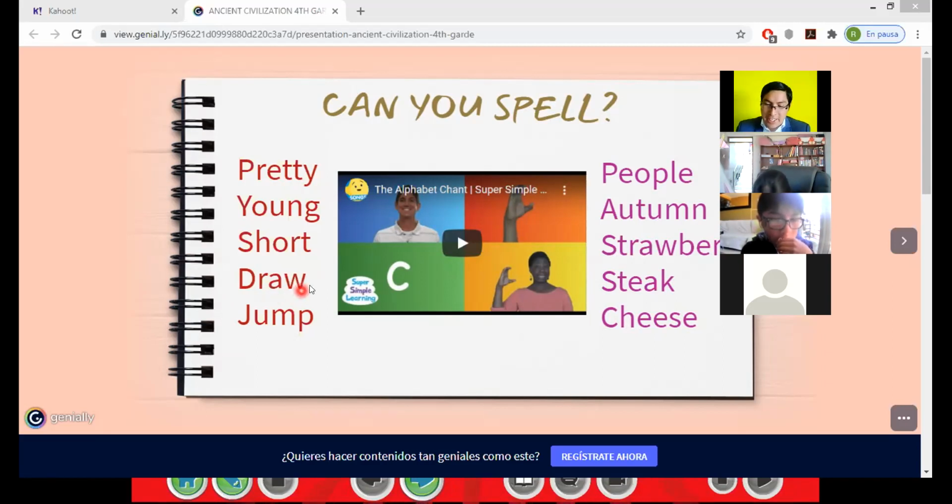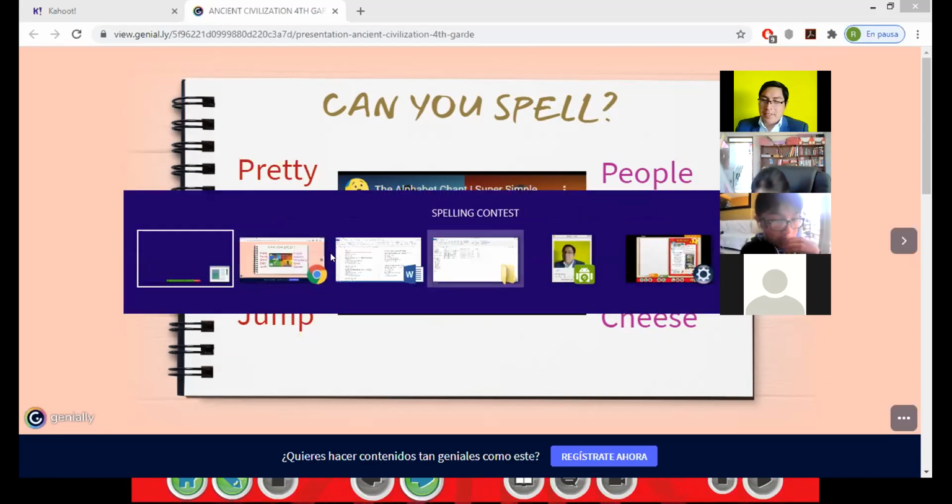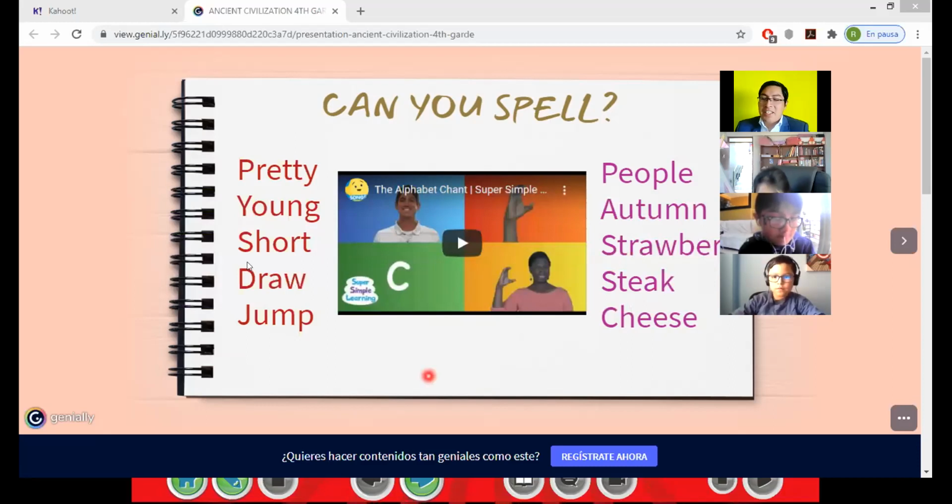Ariana, no te olvides la regla que hay en el spelling. Hay una regla que les pasé. Mira, después de deletrear, tienes que mencionar la palabra. Okay? When you finish the spelling, you say the word. Draw. Okay? Be careful. This is a rule.